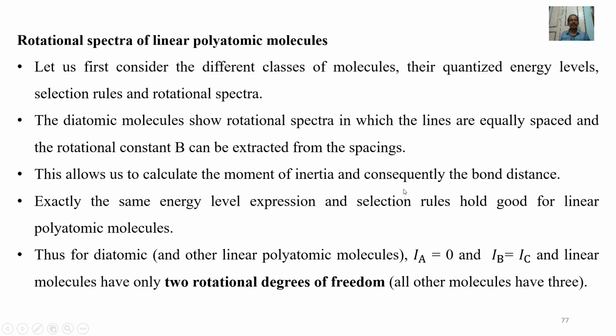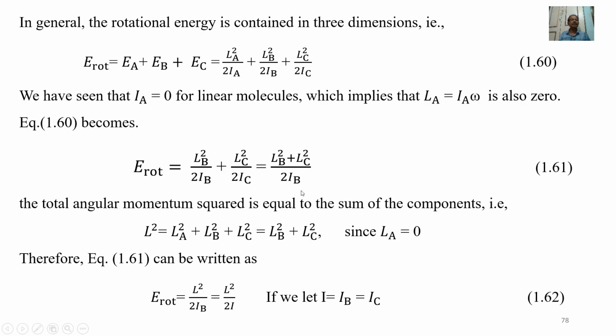Exactly the same energy level expression and the selection rules hold good for linear polyatomic molecules. Thus, for diatomic and other linear polyatomic molecules, Ia equals 0, Ib equals Ic, these are the conditions, and linear molecules have only 2 rotational degrees of freedom and all other molecules have 3. We are going to look into that. In general, the rotational energy is contained in 3 dimensions, that is, E rotation equals Ea plus Eb plus Ec.